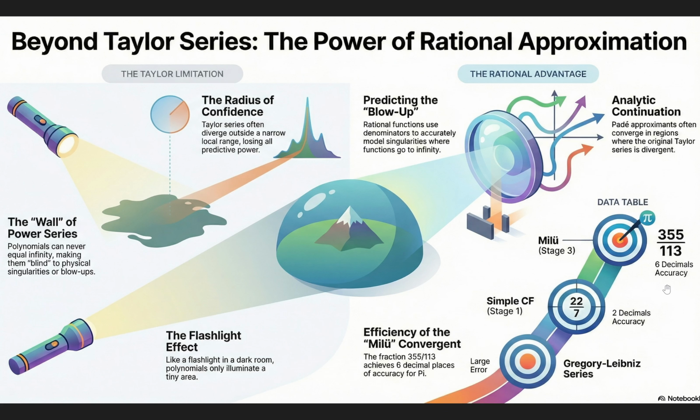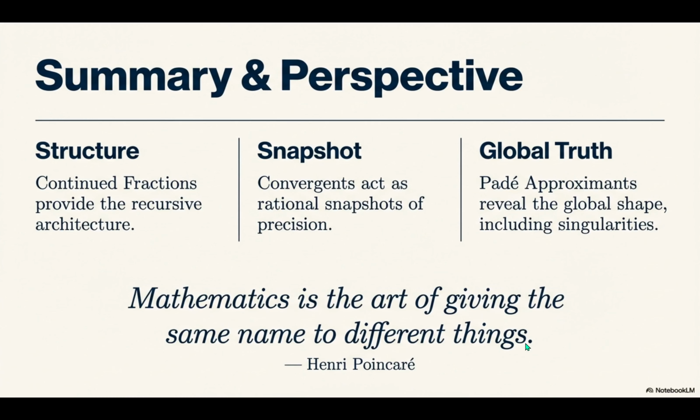Exactly. The source material ends with a quote from Henri Poincaré that I've been thinking about this whole time. He said, "Mathematics is the art of giving the same name to different things." It's such a deep thought. We look at a sequence of numbers, we can call it a sum and treat it like a pile of bricks. Or we can call it a ratio and treat it like a relationship.